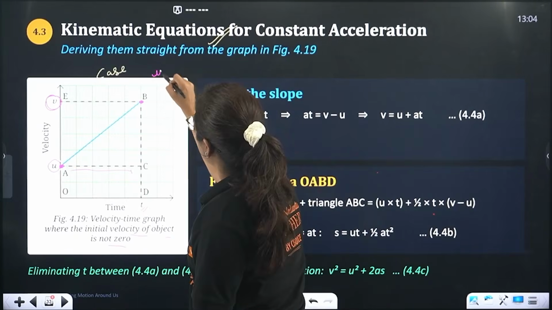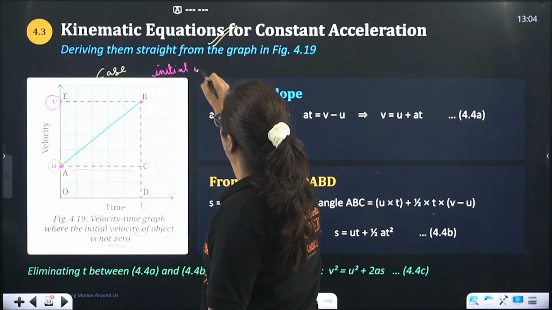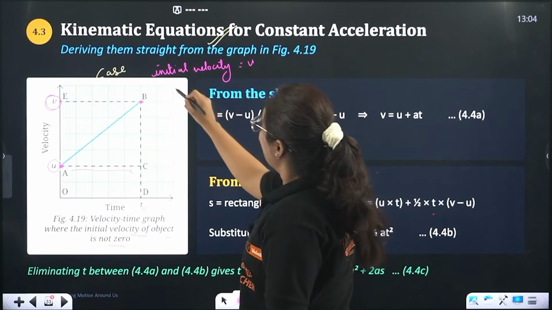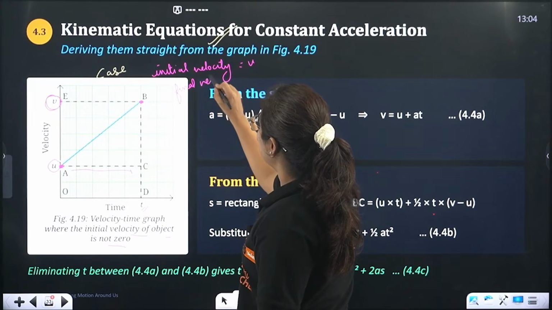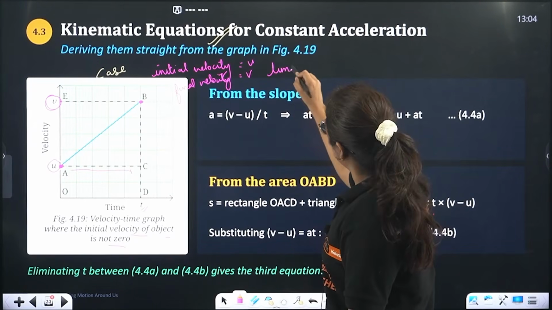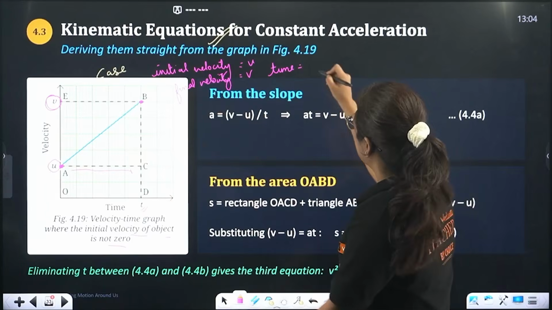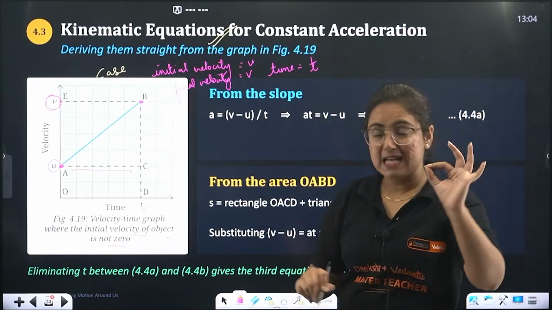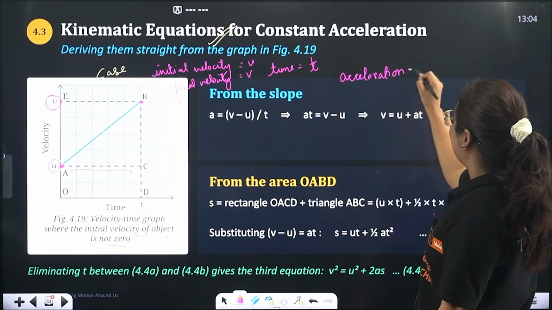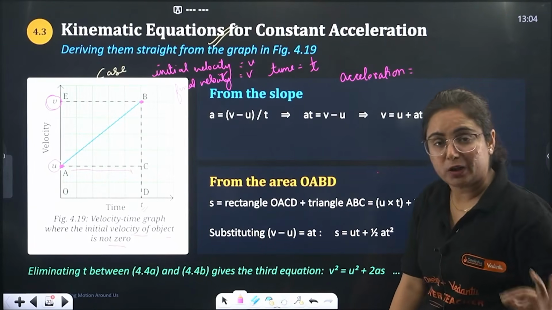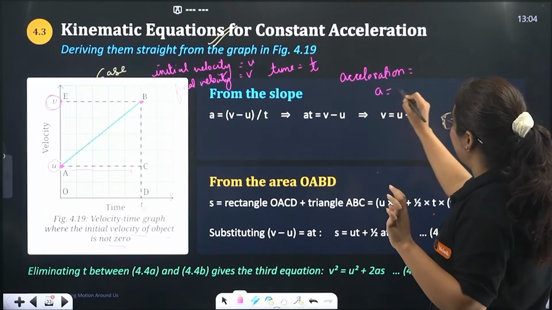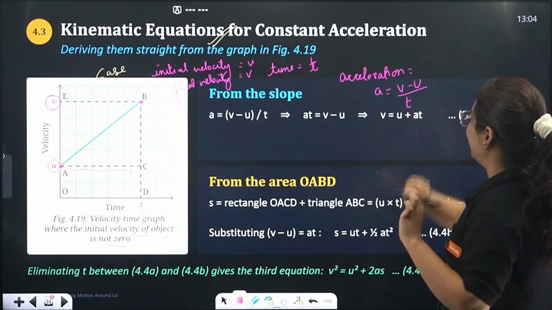You have the initial velocity. What was the initial velocity when the object started moving? It is u. What becomes the final velocity when the object reached the point B? It becomes v. What is the time taken for the object to move in this manner? That is t. If I ask you to find the acceleration, what will happen? The difference in velocity upon time, final velocity minus initial velocity upon time. So a will be equal to (v minus u) upon t.